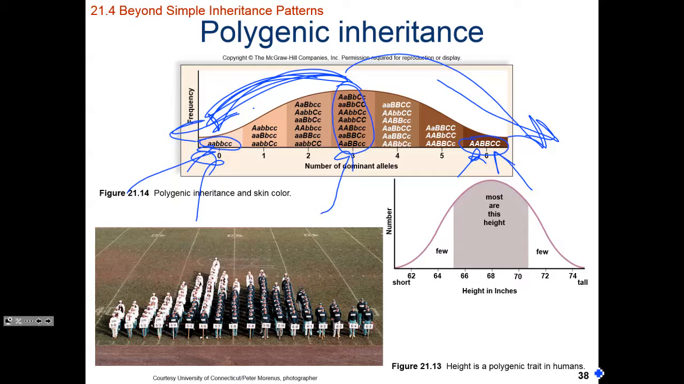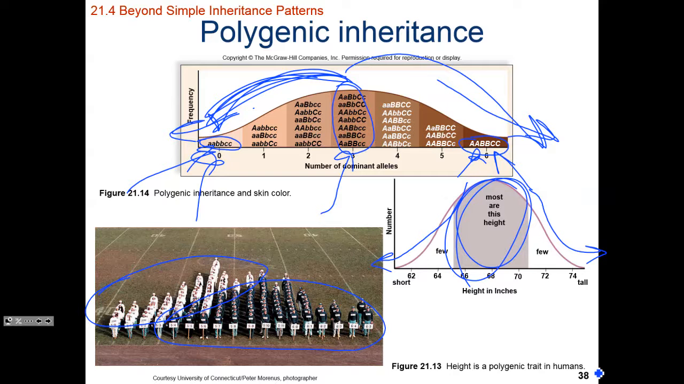There are multiple genes that code for human height. Most individuals are going to be in the high frequency category, but some people inherit a lot of the dominant alleles, some people inherit a lot of the recessive alleles, so there's a gradient that occurs. And this gradient is also influenced by gender as well. In this figure, females are wearing black, males are wearing navy blue.